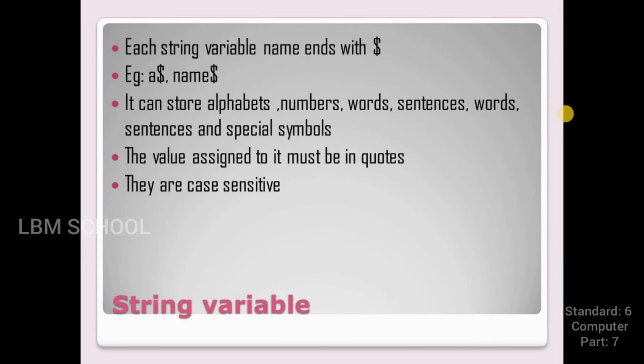See, what can it store? What all information can this string variable store? It can store alphabets. It can also store numbers, words, sentences, special symbols, etc. The speciality of a string variable is that the value assigned, whatever value we give, must be in quotation marks.